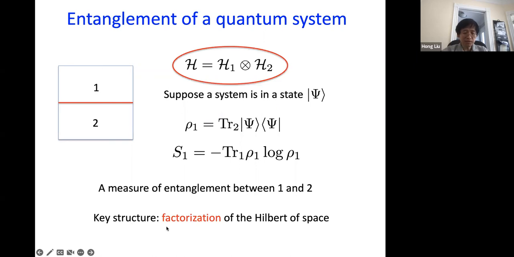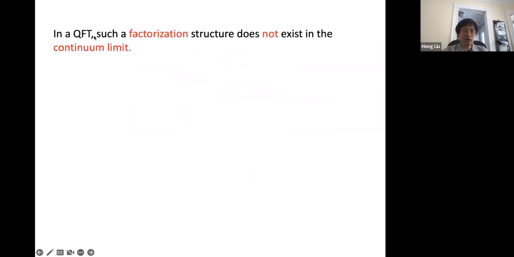So this provides a measure of entanglement between 1 and 2. And the key structure here is the factorization of the Hilbert space, that the Hilbert space can be factorized into a tensor product of H1 and H2. Without this tensor product structure, you will not be able to define a reduced density matrix. And without defining the reduced density matrix, of course, you cannot define entropy, et cetera. So this structure is key. Now, if you are interested in entanglement in quantum field theory, as we are mostly interested in for string theory, in quantum field theory such a factorization of Hilbert space actually does not exist, say in the continuum limit.